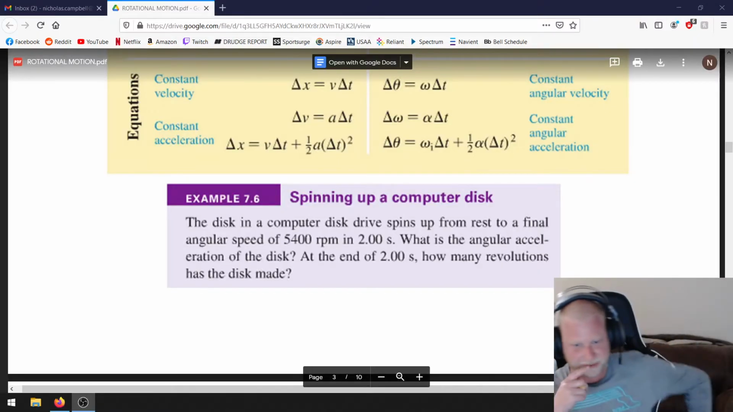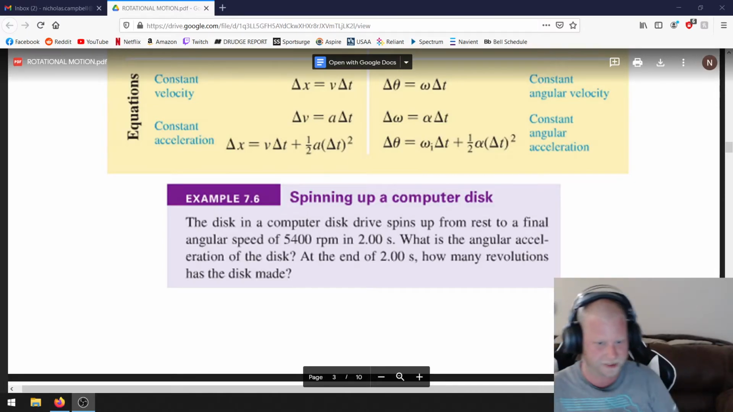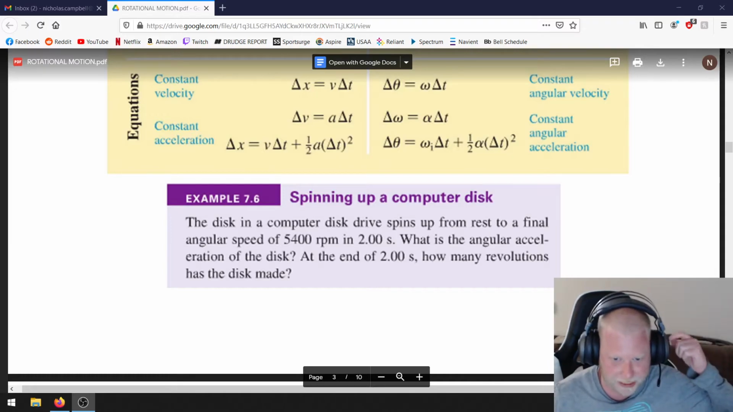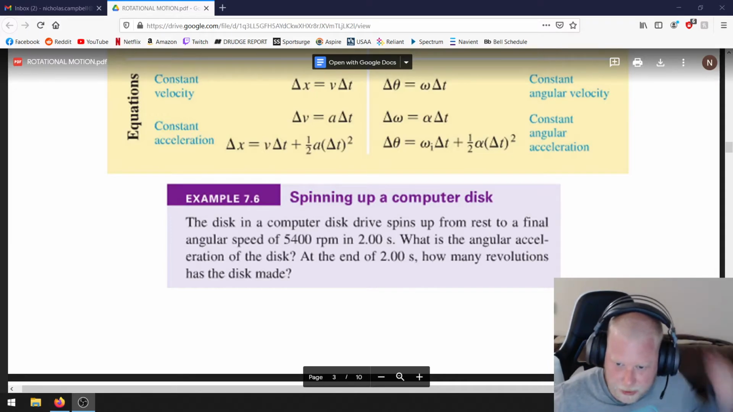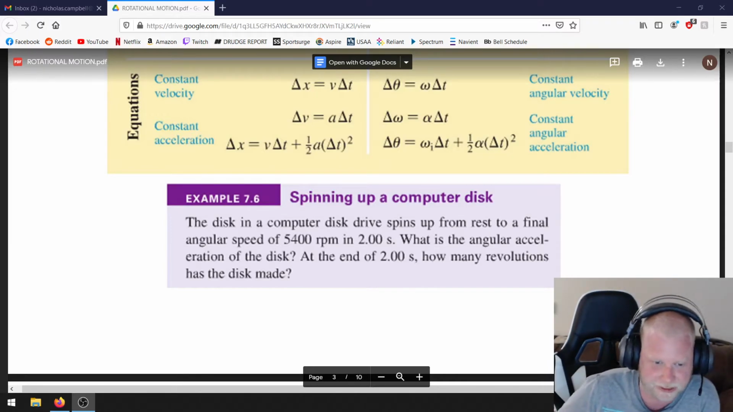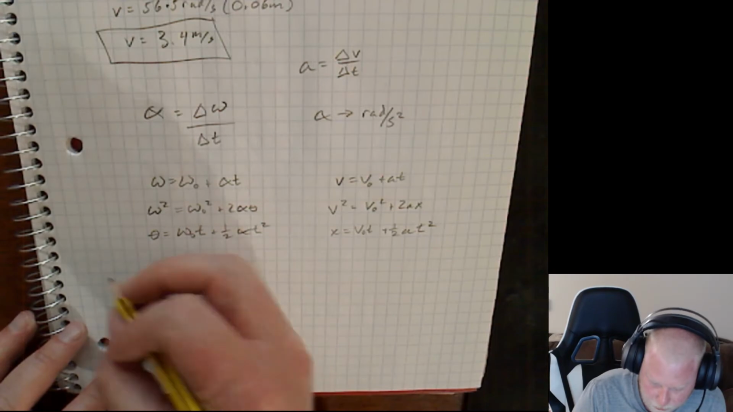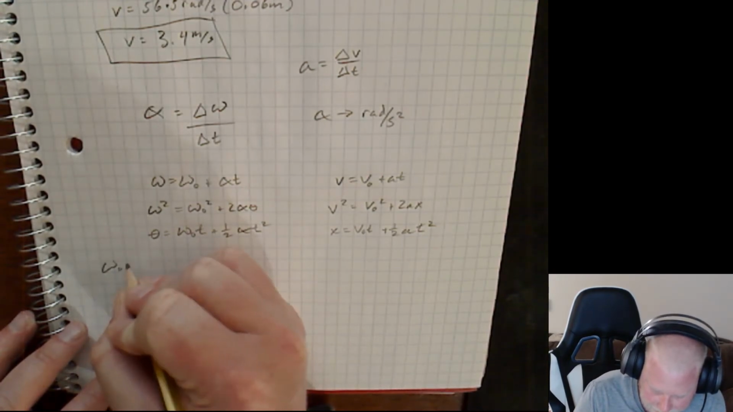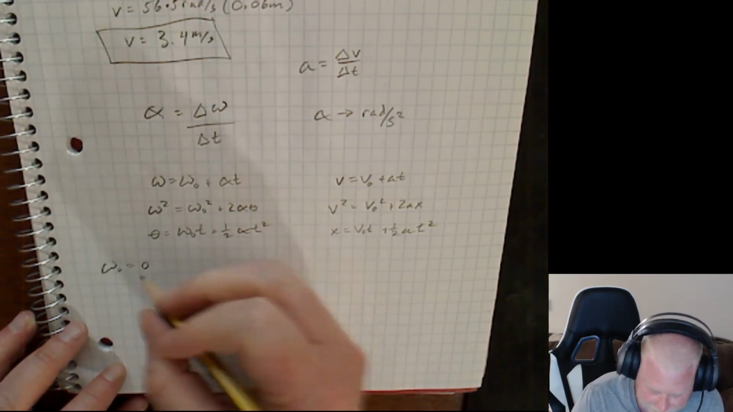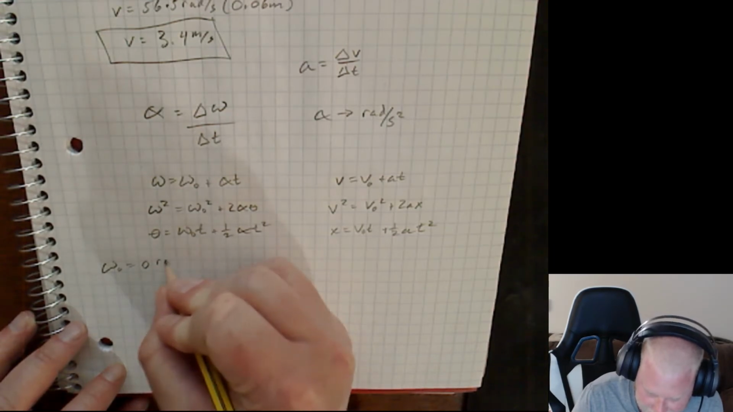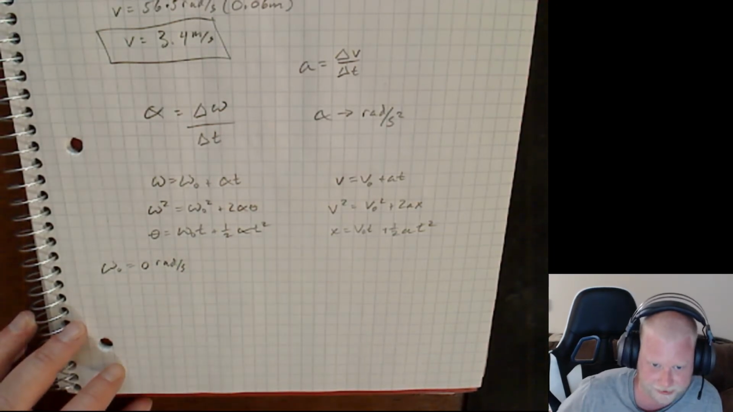So in example 7.6, we're spinning up a computer disk from rest to a final angular speed of 5,400 RPM in 2 seconds. We want to know what the angular acceleration of the disk is, and at the end of 2 seconds, how many revolutions has the disk made. Alright, so we know that our initial angular velocity is 0 radians per second. Right, it starts at rest.